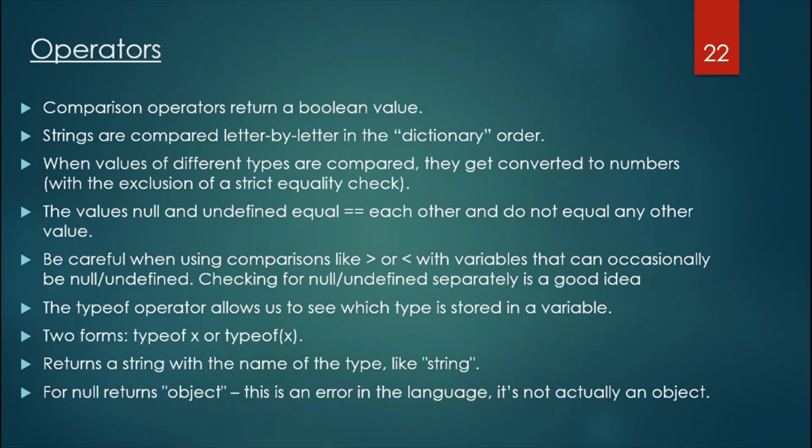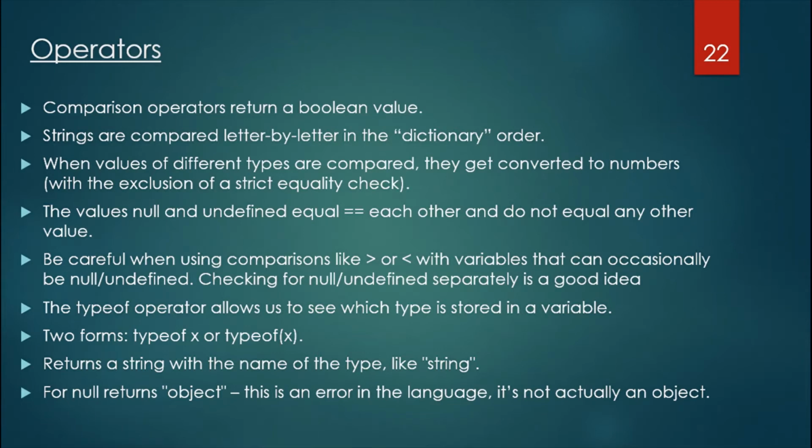The typeof operator allows us to see which type is stored in a variable. So we have to check what type is stored in a variable. It has two forms, that is typeof x or typeof(x). This is another operator which tells you what type x is, whether it is a number data type or what kind of variable it is. Is it a string, number, null or undefined? It returns a string with the name of the type, like string.